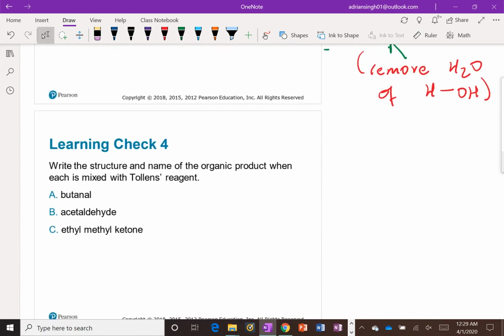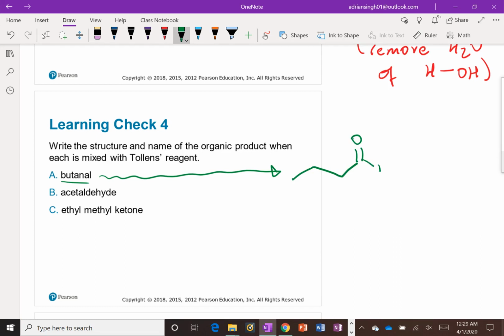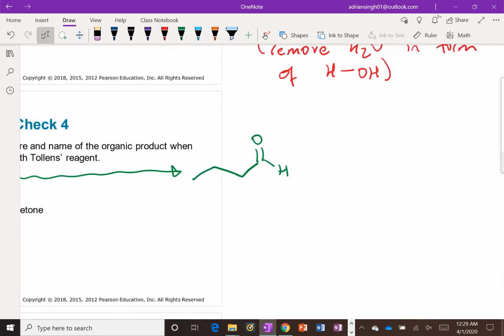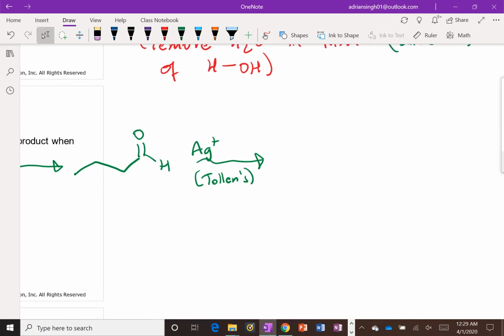All right, and then the last one, Learn It Check 4: write the structure and name of the organic product when each is mixed with Tollens reagent. Let's take a look at butanal. Butanal, a 4-carbon aldehyde, 1, 2, 3, 4, with the aldehyde group at the end. Tollens reagent is the Ag+ reagent, the silver mirror test. You get a positive test if you have an aldehyde present.